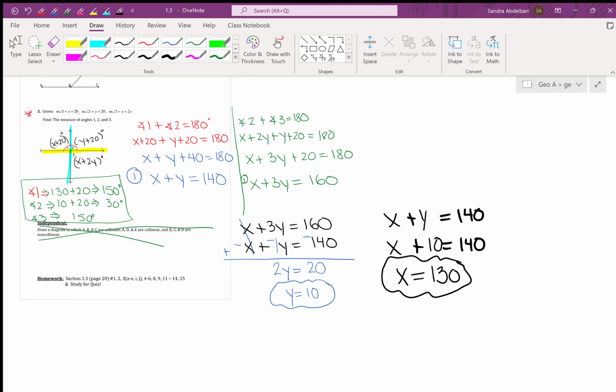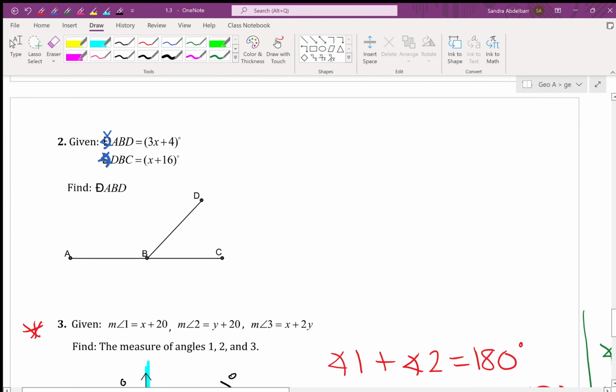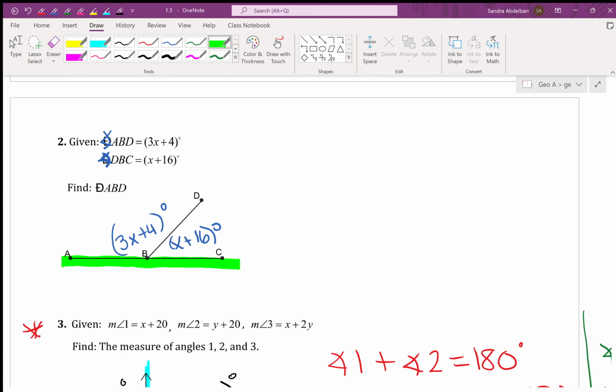All right, so I saw for most of the students, you guys labeled it really well. You had ABD is 3x plus 4, and DBC is x plus 16. Now, when you come to solve this, what kind of angle is ABC? James? 180. A straight angle, it's 180. So what do we know about these two angles together? They have to add up to 180. This should be your equation.